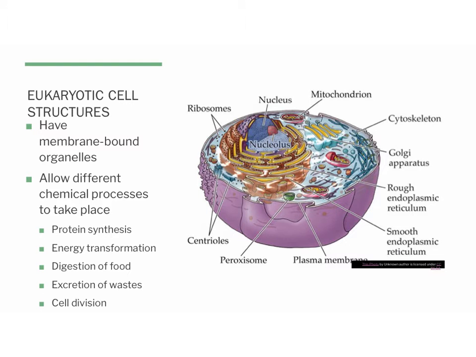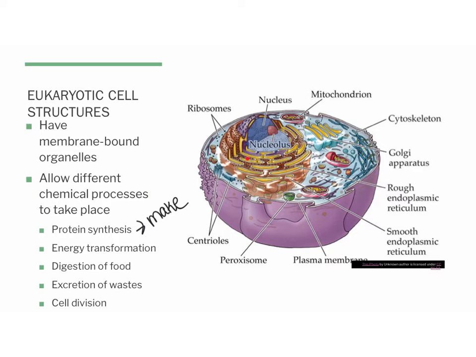So now we're going to look at eukaryotic cells. These are the cells that have all of the different organelles. And these organelles make it possible for different chemical processes to take place in the cell at the exact same time. Some of these essential processes that can happen are protein synthesis. Synthesis is just another word for making. So making proteins, energy transformation, digestion of food, excretion of wastes, and cell division.